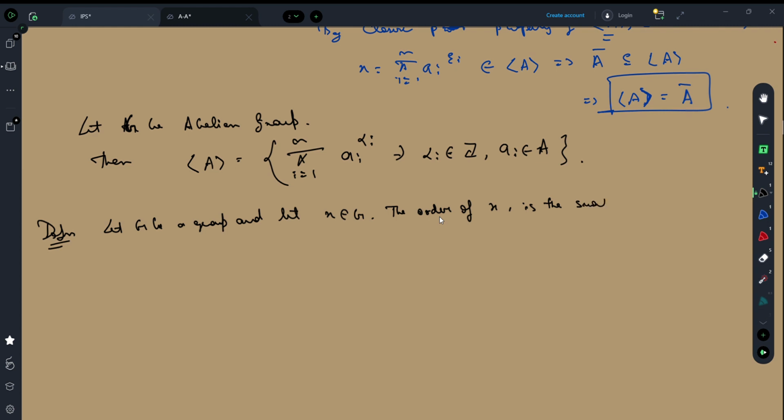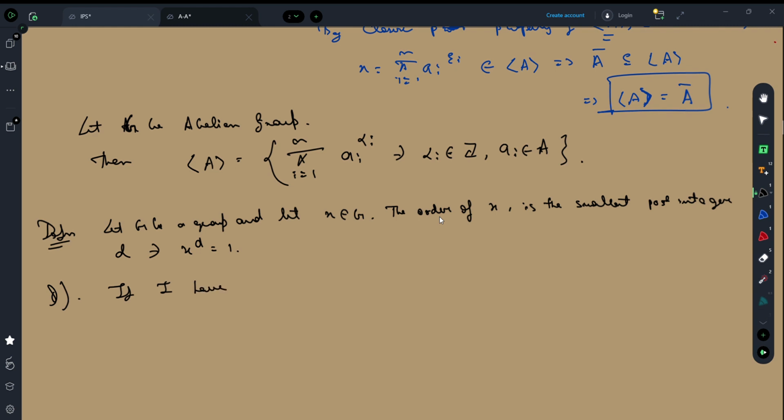and let x be an element from G. The order of x is the smallest positive integer d such that x to the power d is equal to 1. Clear? Okay. Now my question is that if I consider elements which are of finite order, then will the subgroup generated by that element also be finite?